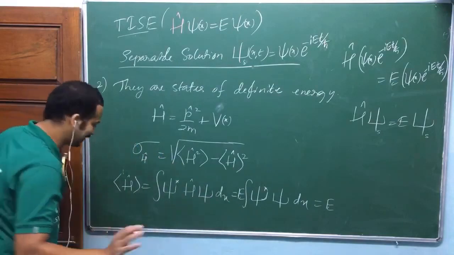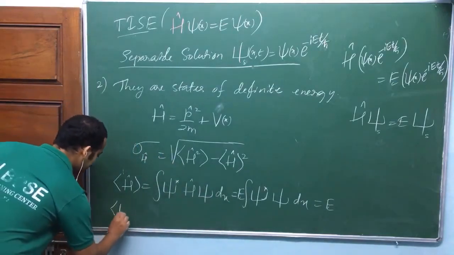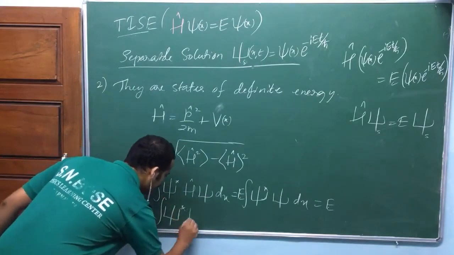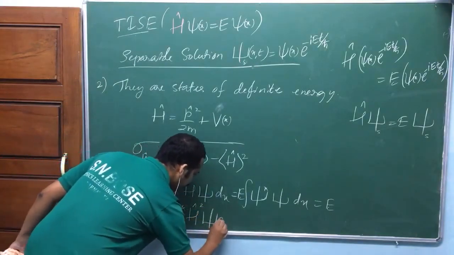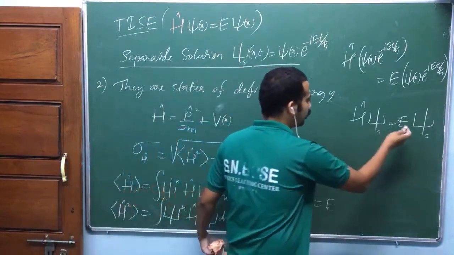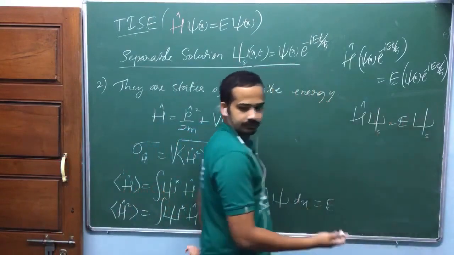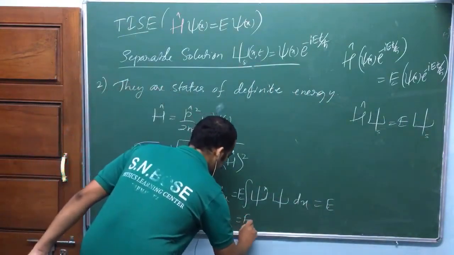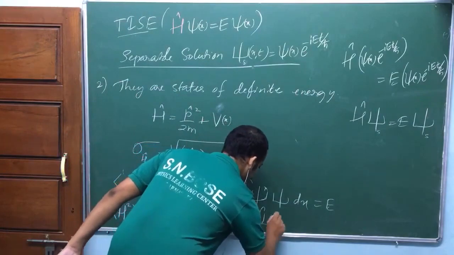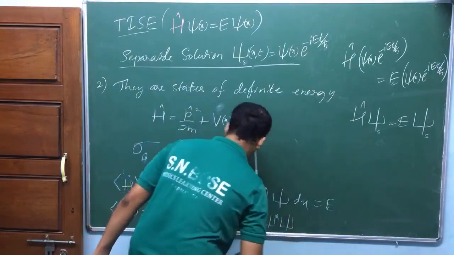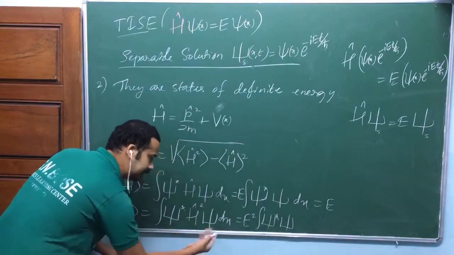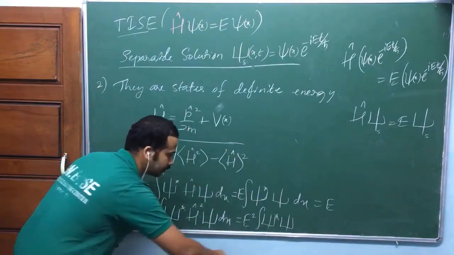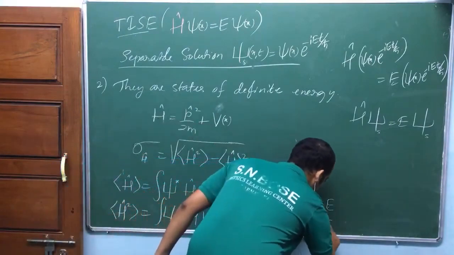Wait a second. Now the expectation of H cap square is the integral of psi star H cap square psi dx. If you operate H cap twice, E will come out twice. Can you see this, or do that one yourself again. So this will be E square into psi star. Operate this once and E will come out. Again, one more H cap remains. Operate one more time and one more E comes out. Dx. That's equal to E square.